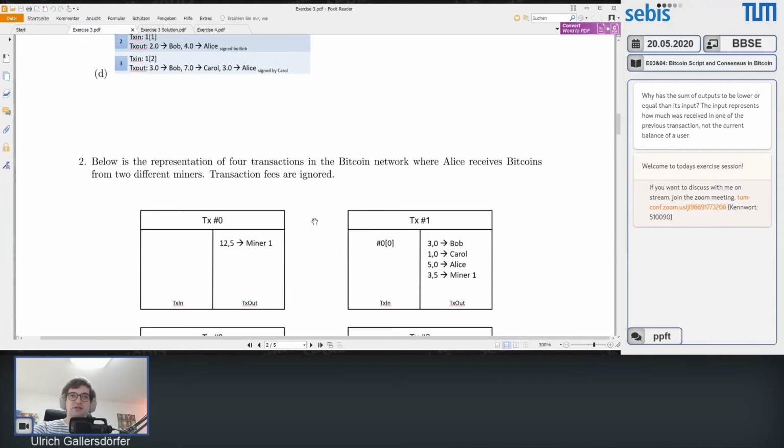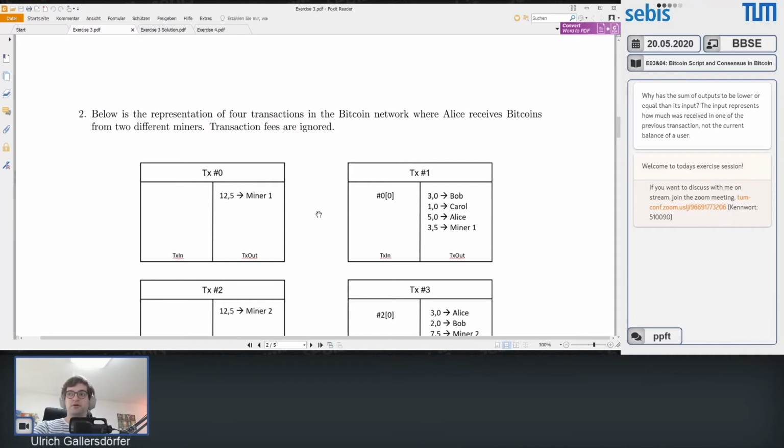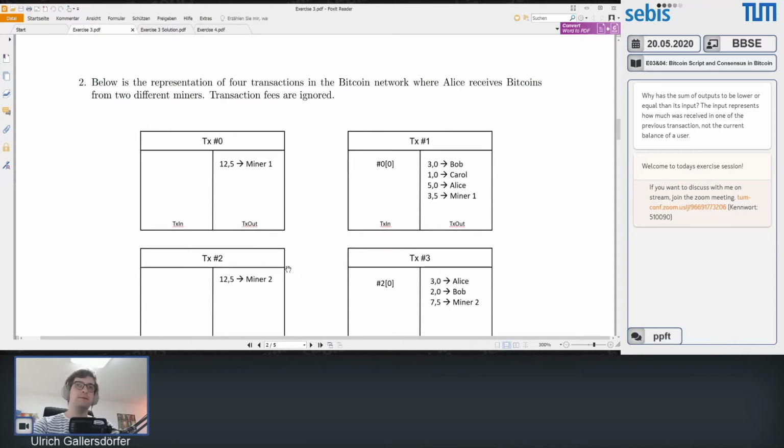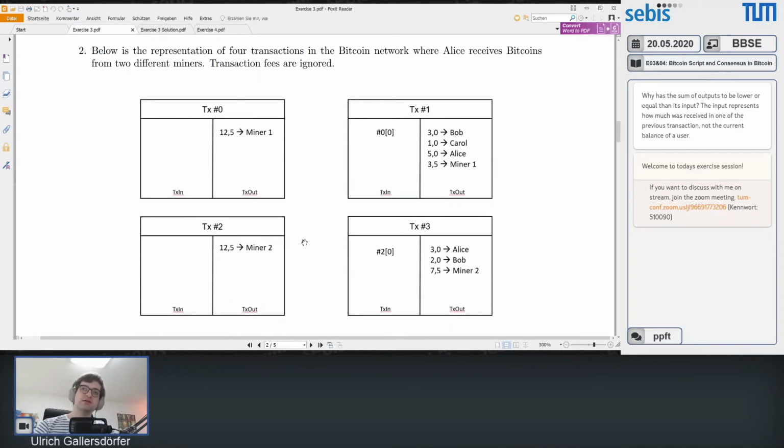Below is the representation of 4 transactions in the Bitcoin network, where Alice receives Bitcoins from 2 different miners. Transaction fees are ignored. We have these 4 transactions. Again, transaction-based ledger. First transaction, the miner receives 12.5 Bitcoin, and in the second transaction, this miner spends it in terms of 3 to Bob, 1 to Carol, 5 to Alice, and 3.5 to himself back again.